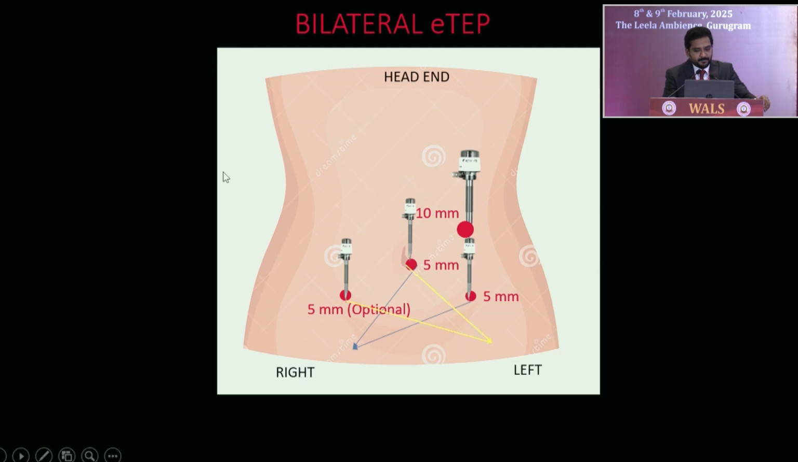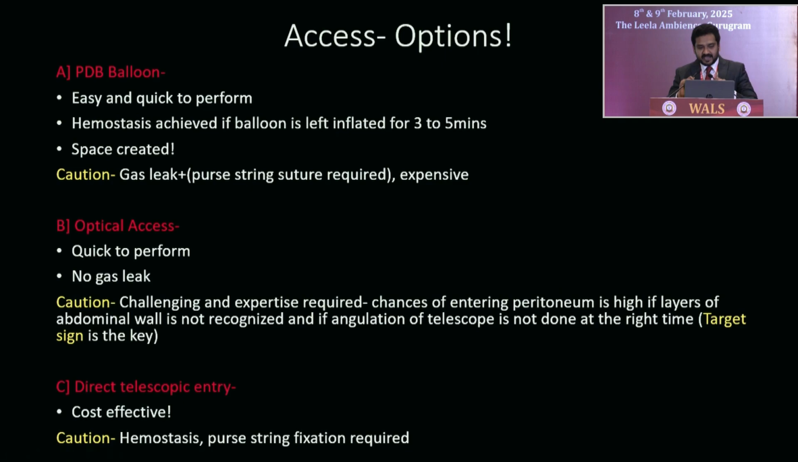Okay, moving on to the access options, there are basically 3 access options: the preperitoneal disposable balloons, the optical access, and the direct telescopic entry. We'll discuss one by one. The first one is the PDB balloons. It's easy and quick to perform. The hemostasis is achieved if balloon is left inflated for 3 to 5 minutes. By the time you enter in, the space is already created. Our problems are gas leak and it's expensive.